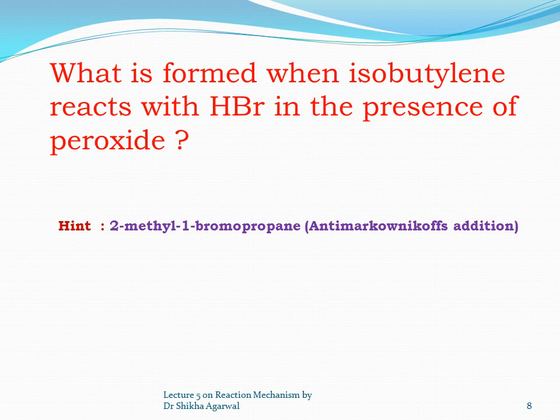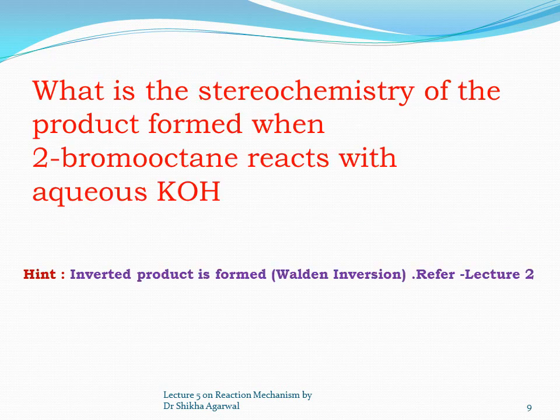Now, what is formed when isobutylene reacts with HBr in the presence of peroxide? See, whenever addition takes place in the presence of peroxide, it is an anti-Markovnikov addition. That is, bromide does not go to the carbon atom having a lesser number of hydrogens, but goes on the other side. So the product here will be 2-methyl-1-bromopropane. You should actually write the reaction and see what will be formed. You can refer to lecture notes for that.